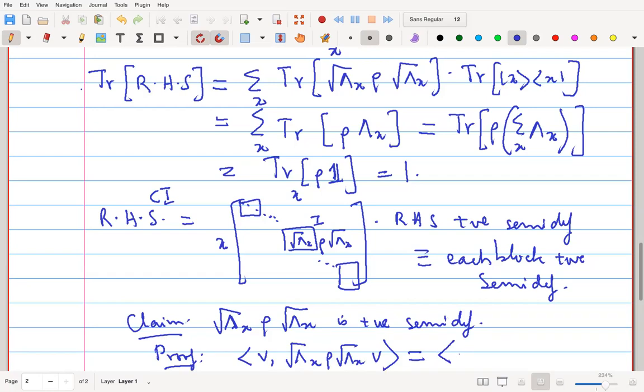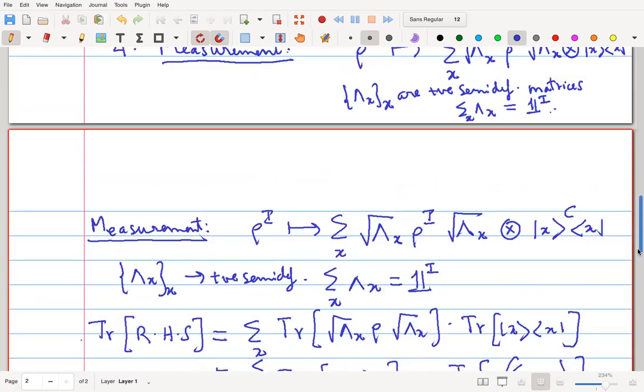Pranam, had you assumed that lambdas are themselves positive? Yeah, I've written them. Okay. Square root lambda x dagger v rho square root lambda x v. Yeah, all of them are positive semi-definite.